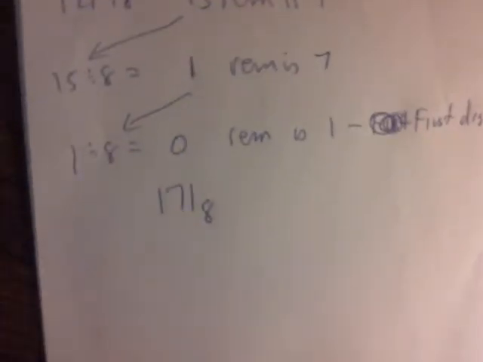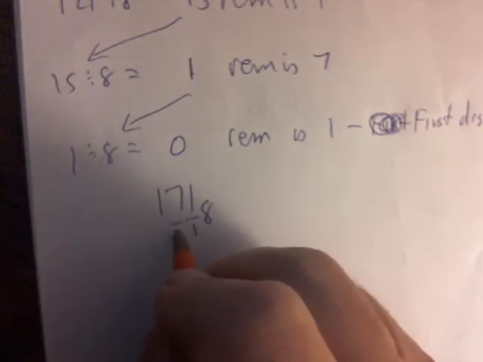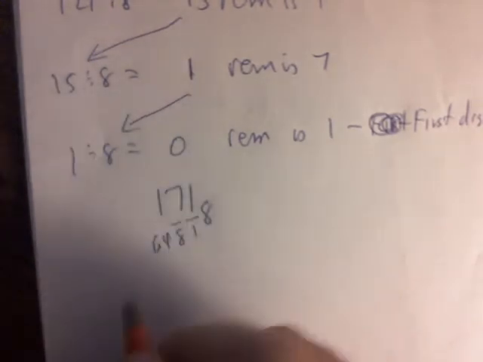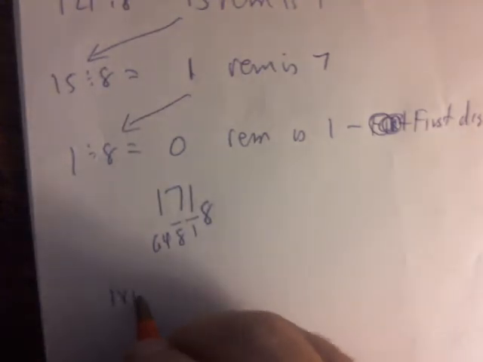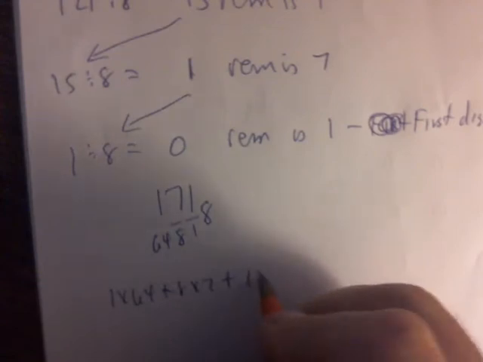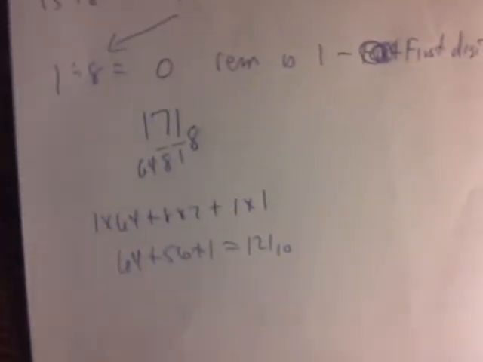Now, if you want to check to make sure you're right or wrong, you have a 1. Again, you have your 8's place, and you have your 64's place. So you have 1 times 64 plus 8 times 7 plus 1 times 1. And that's 64 plus 56 plus 1 is 121. Okay? So that's how you can check that.